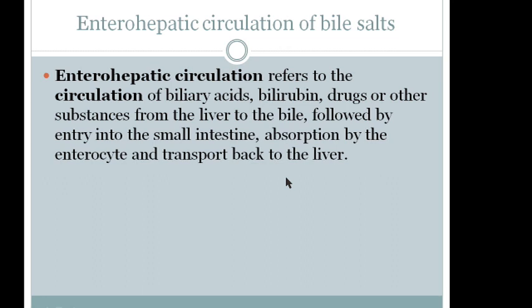Okay. Circulation of the biliary acid, bilirubin, drugs and other substances from the liver to the bile, followed by entry into the small intestine and absorption by the enterocyte, and then again transport back to the liver. That is called enterohepatic circulation. Entero means intestine and hepatic means liver. It means liver to intestine, then again intestine to liver, so it is called the enterohepatic circulation.